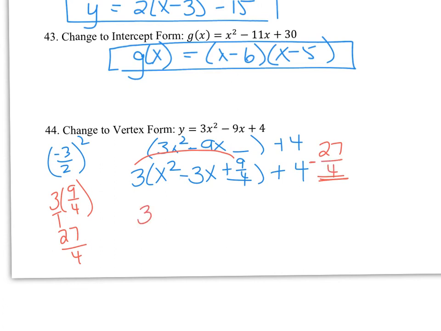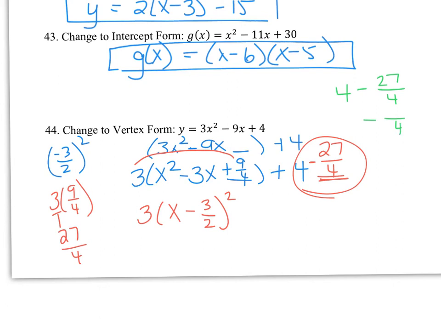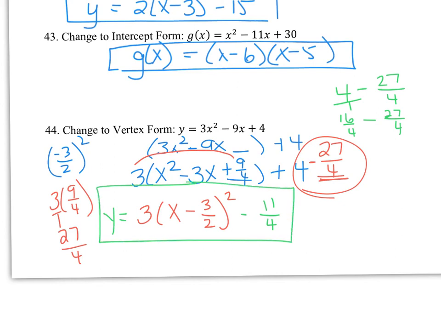So now I'm going to factor this side. And now I have to clean this up. So 4 minus 27 over 4. So I have to find a common denominator. So that's going to be 16. So 16 minus 27 is -11 over 4. And this equals y, so I don't lose my point, and I'm done.